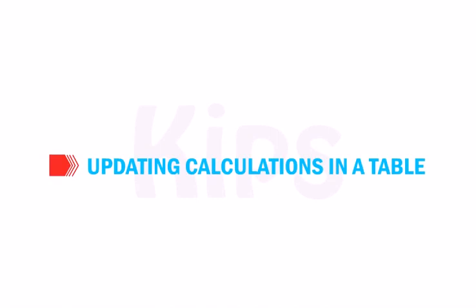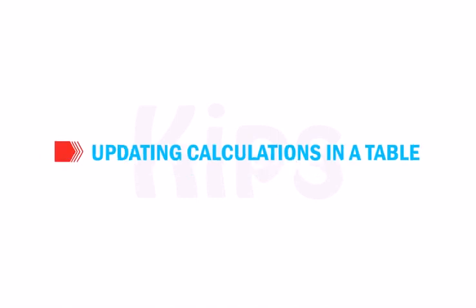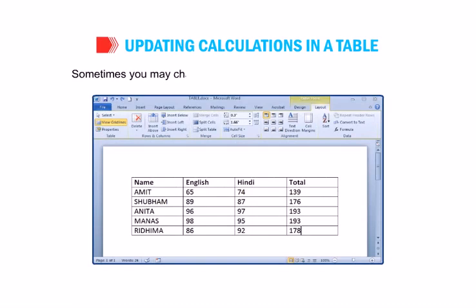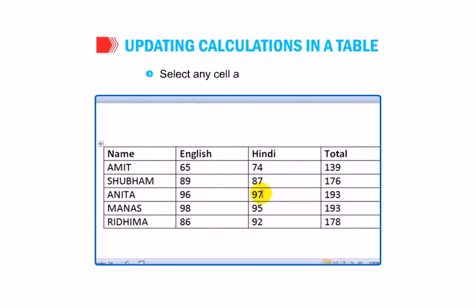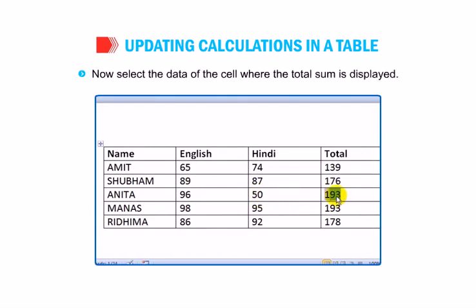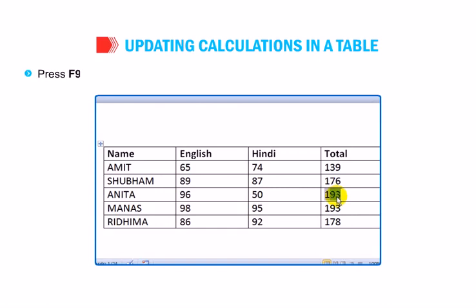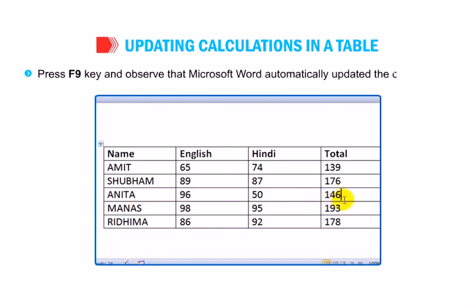Now let's talk about updating calculations in a table. Sometimes you may change the data or add any new data in a table. Word provides the facility to update the changes. To update the total sum in a table, select any cell and change its data. Now select the data of the cell where the total sum is displayed. Press F9 key and observe that Microsoft Word automatically updated the calculations.